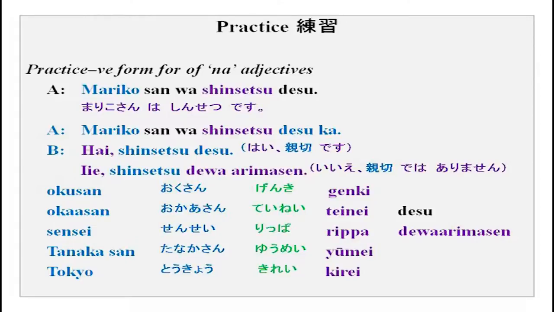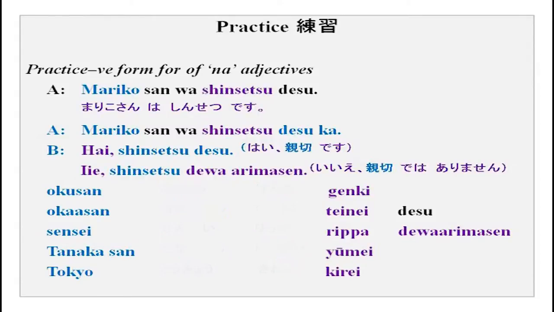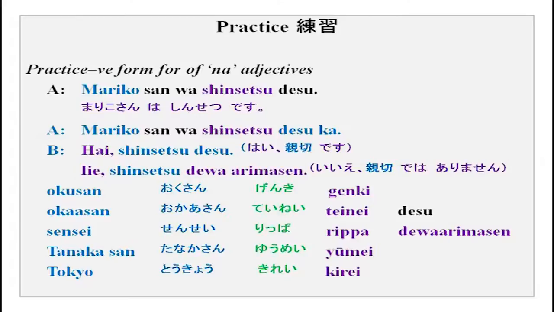Okusan wa genki desu. Okusan wa genki desu ka? Hai, genki desu. Iie, genki de wa arimasen. So, you can do it in a similar manner with your partner. These are words in hiragana.